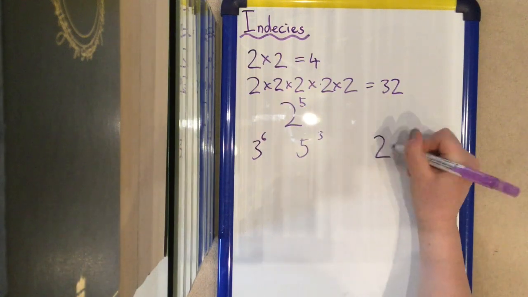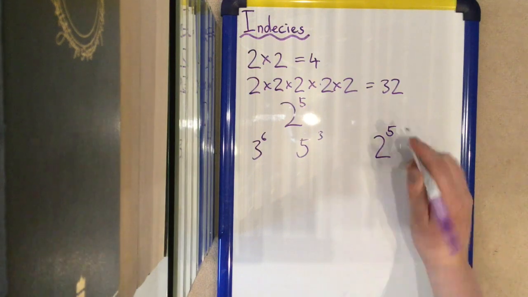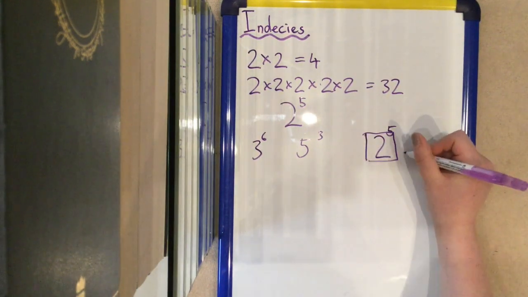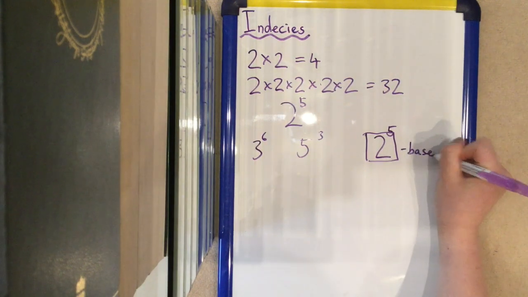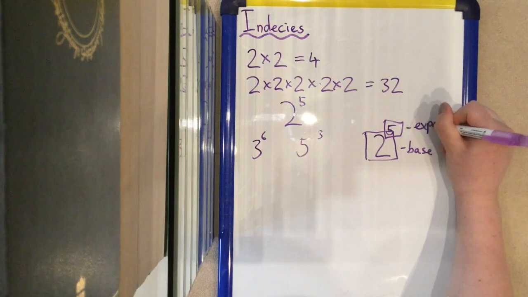Now, in terms of the lingo, here is the expression 2 to the 5. This 2 here is called the base. And this 5 we refer to as the exponent.